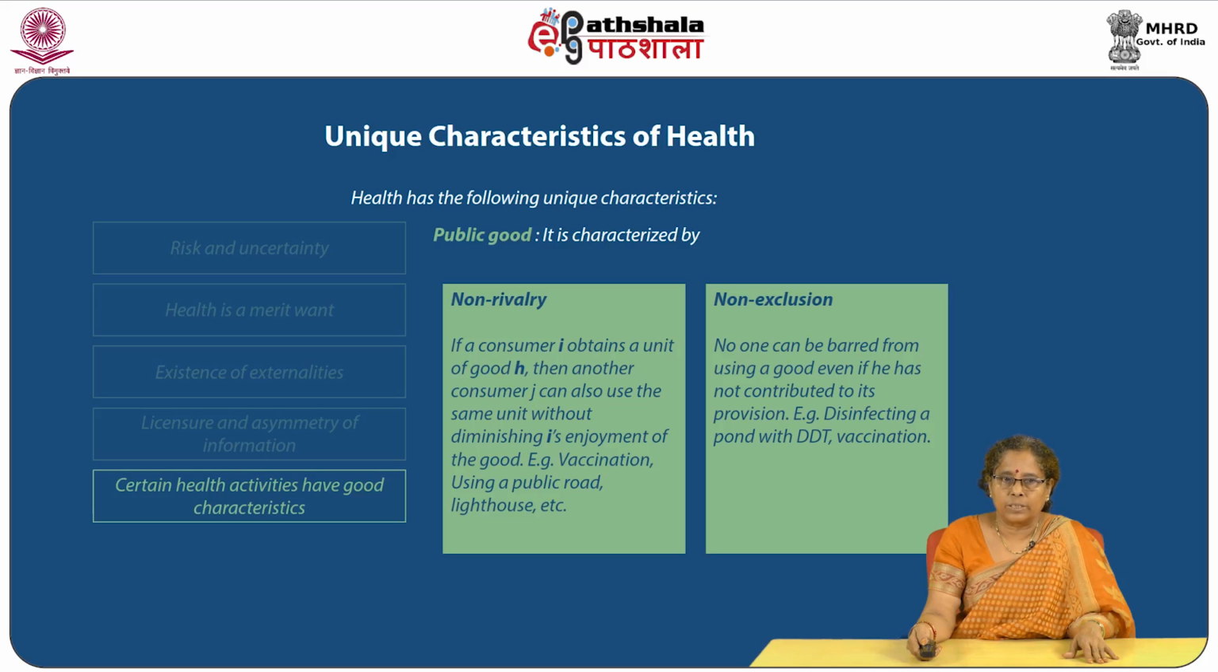Non-exclusion: no one can be barred from using a good even if he has not contributed to its provision. Examples: disinfecting a pond with DDT, and vaccination. So these are the two public good characteristics. Health has both these characteristics. Certain activities of health have both the characteristics.